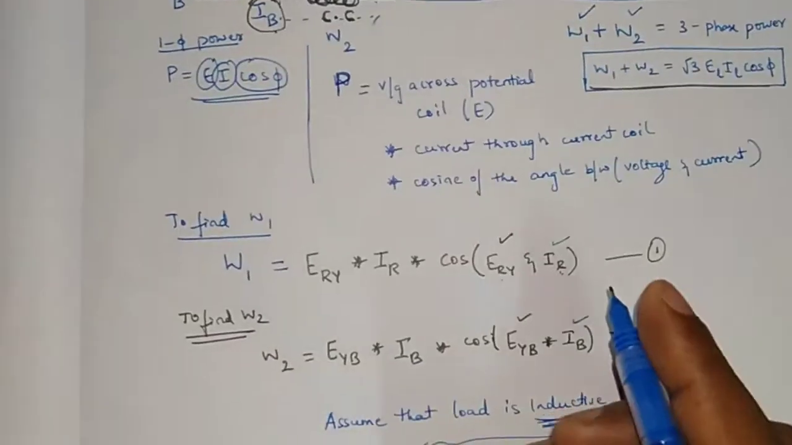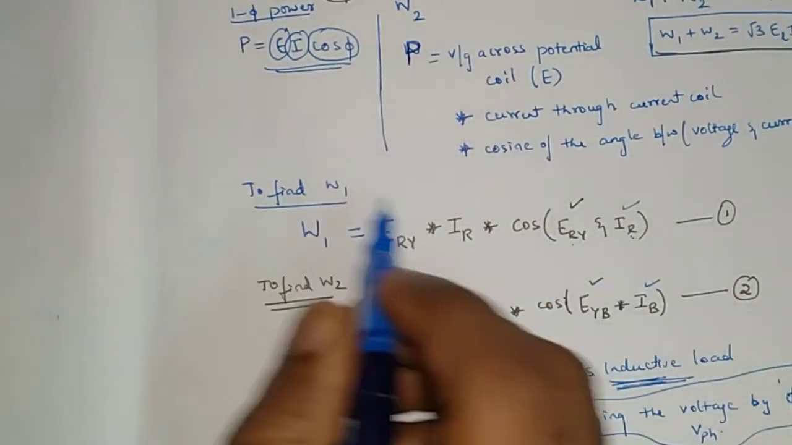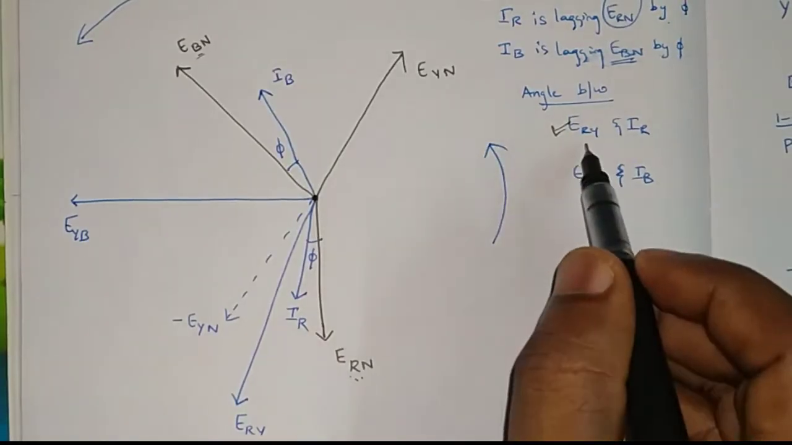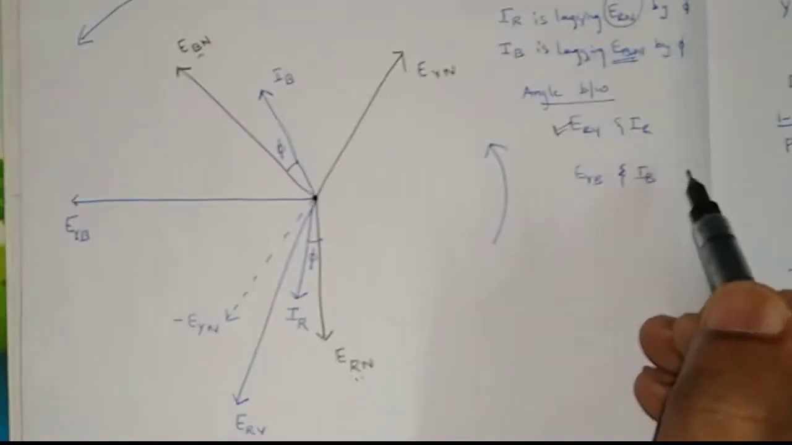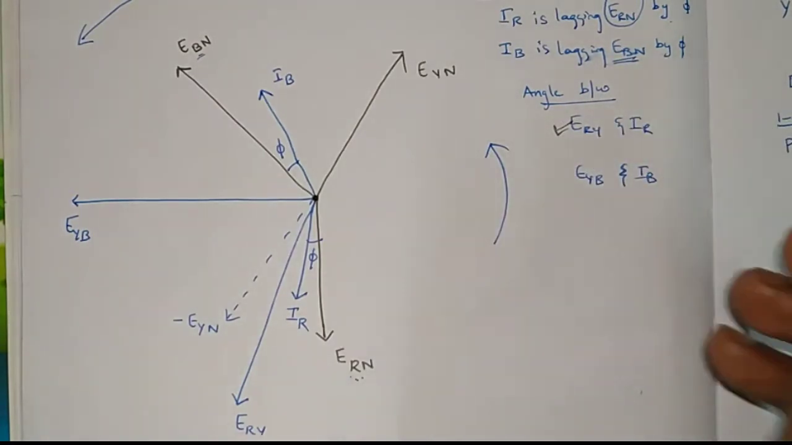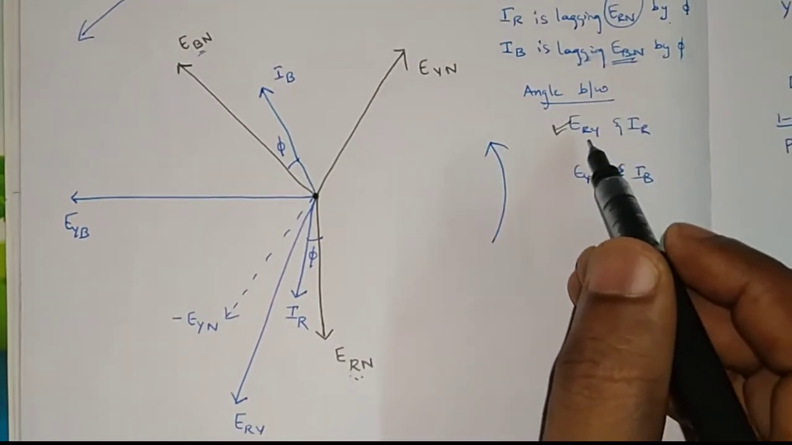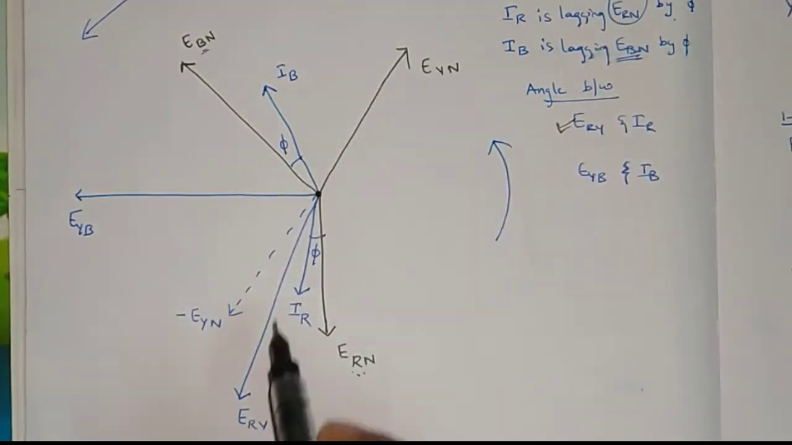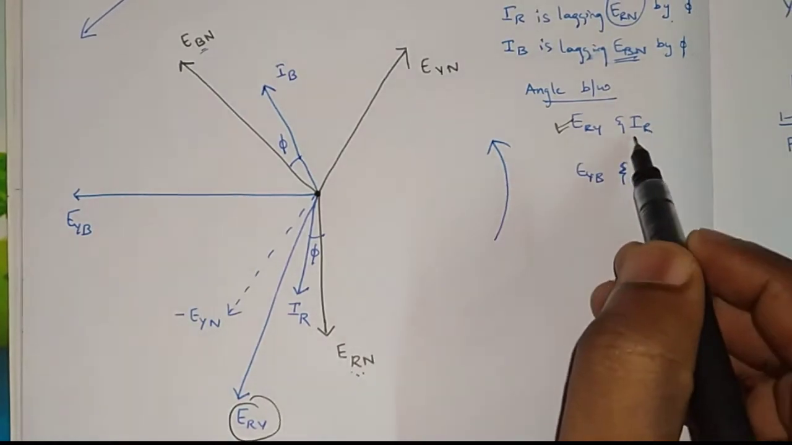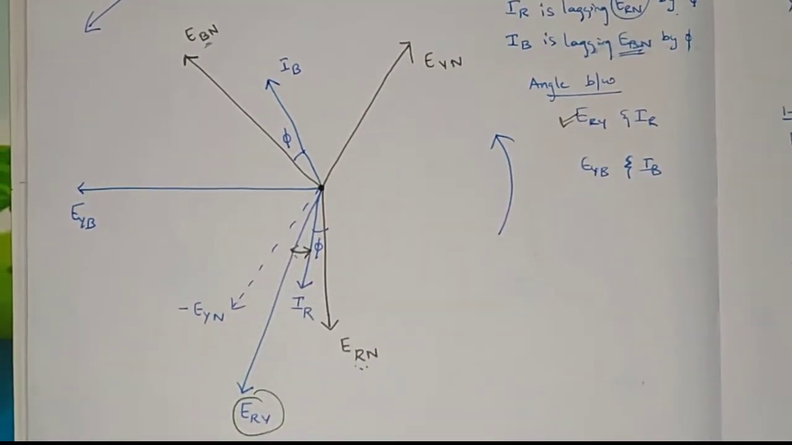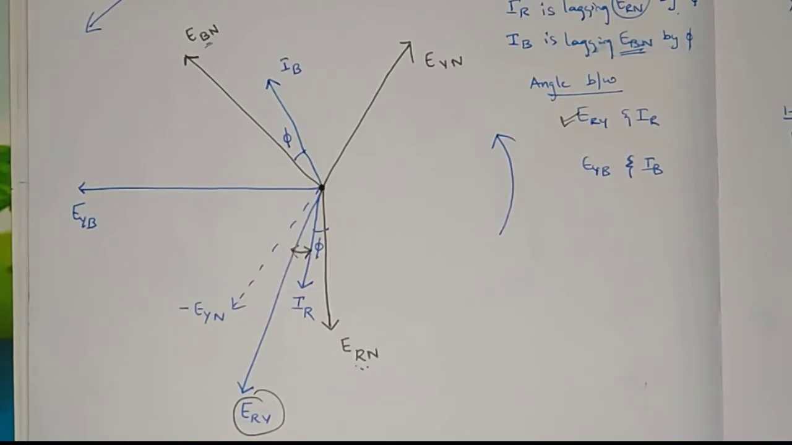So I'll represent this. Now I need to find out the angle between ERY and IR and the angle between EYB and IB. I have represented ERY, IR, EYB and IB in the vector diagram that I have explained to you. Now I will find out the angle. That is what remains for us to find, only the angle. So first I will find out the angle between ERY and IR. So how to find this angle? I'll explain to you.